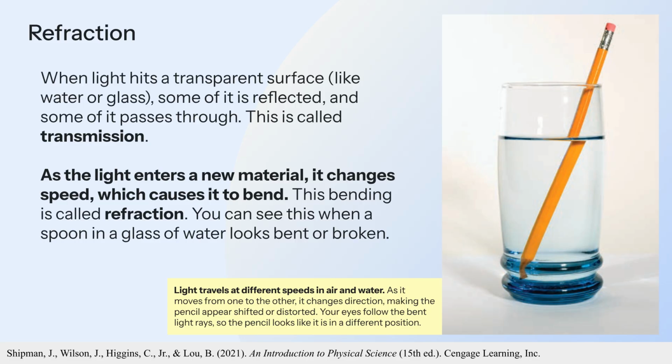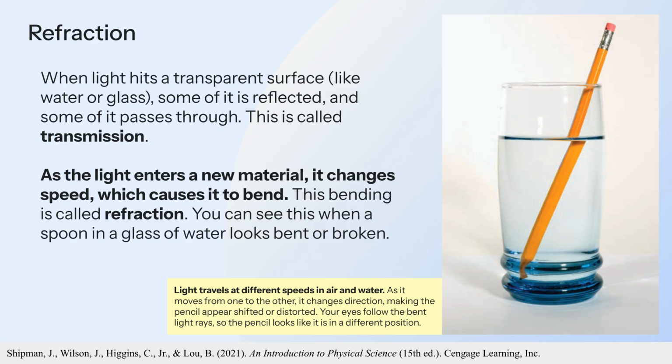This slide shows a familiar example of refraction using a pencil in a glass of water. When light from the pencil travels from water into air, it changes speed and bends. Your eyes trace the bent light rays backward in straight lines, so the pencil appears to be in a different position. This is why the pencil looks bent or broken at the water surface. The important idea is that the pencil itself has not changed shape. Only the path of light has changed.